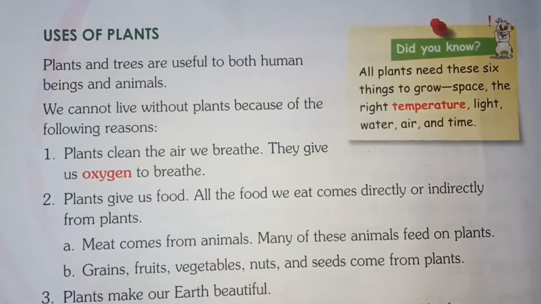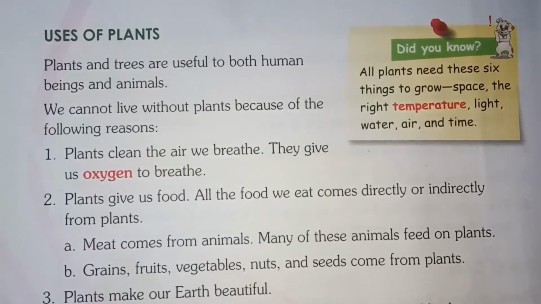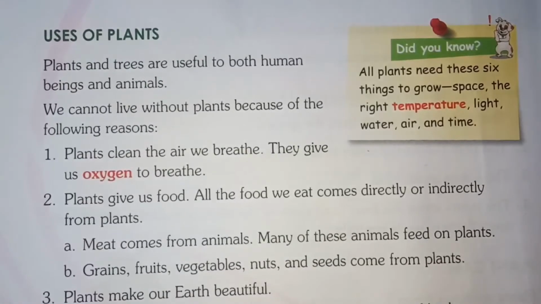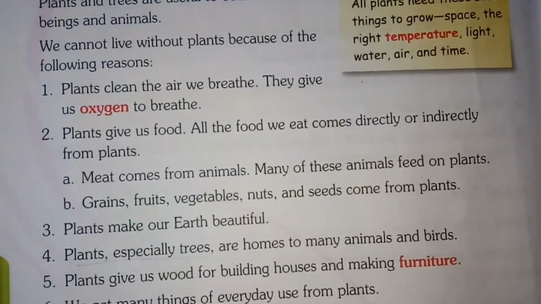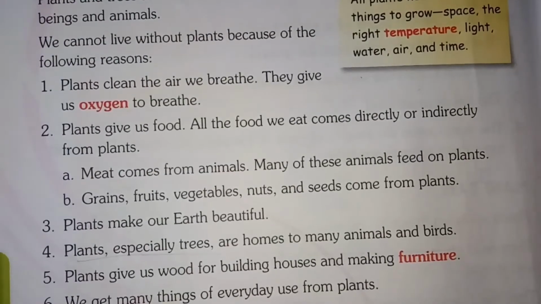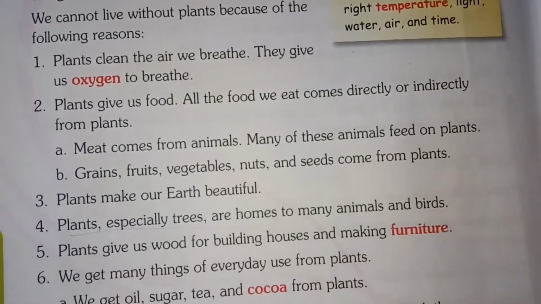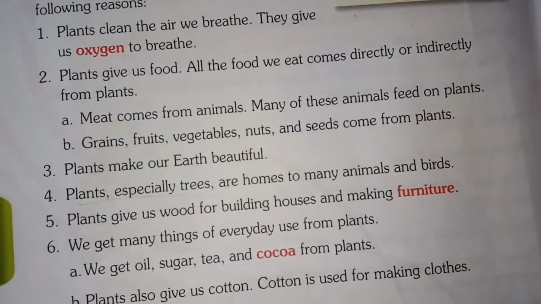Uses of plants. You know, kids, plants and trees are useful to both human beings and animals also. We cannot live without plants and animals also cannot live without plants. See, plants clean the air we breathe. They give us oxygen to breathe. Plants give us food, and meat comes from animals, and many of these animals feed on plants. Okay, and grains, fruits, vegetables, nuts and seeds come from plants.